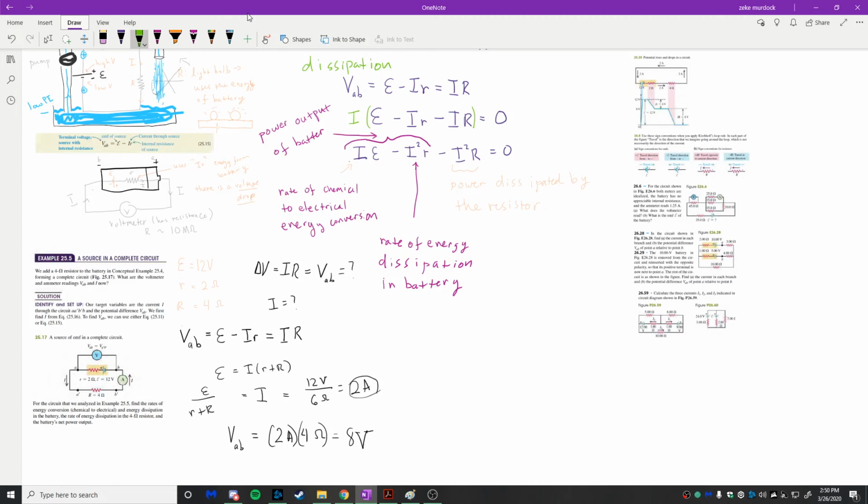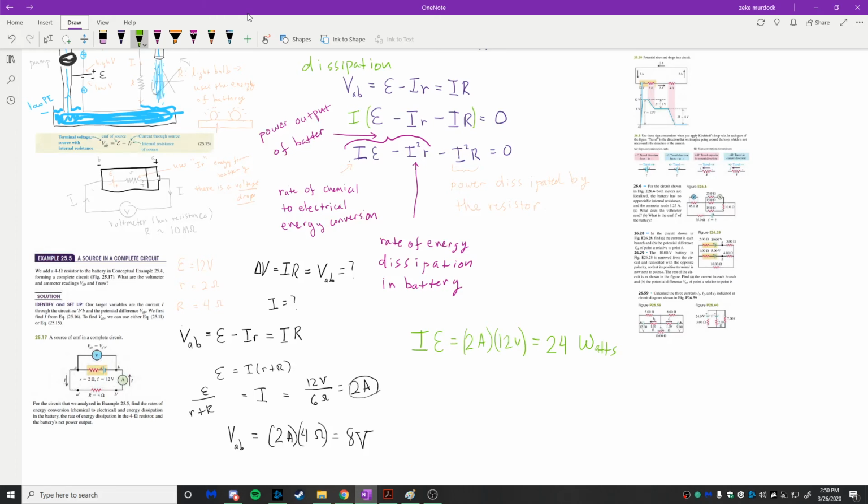Okay, so now we can calculate these things, right? For the circuit, we have to find the rate of energy conversion from chemical to electrical. That was this one, right? So IE is going to be equal to 2 amps multiplied by the EMF of the battery, the ideal EMF, which is 12 volts. 2 times 12 is 24. What's the unit for power? Watts.